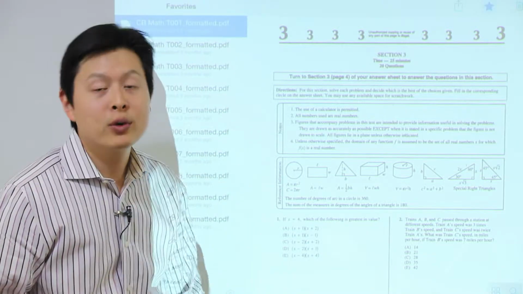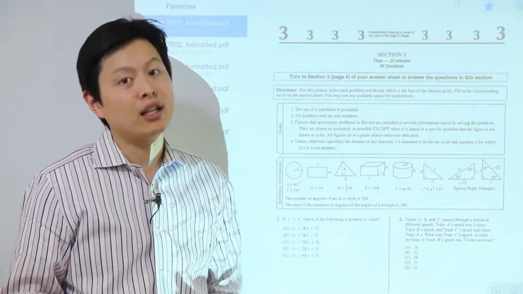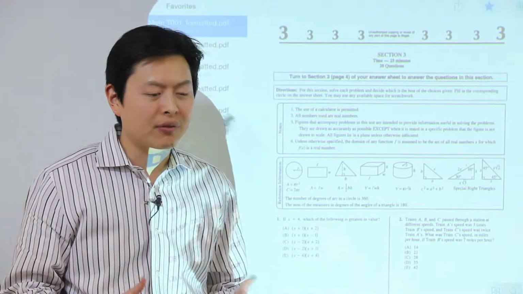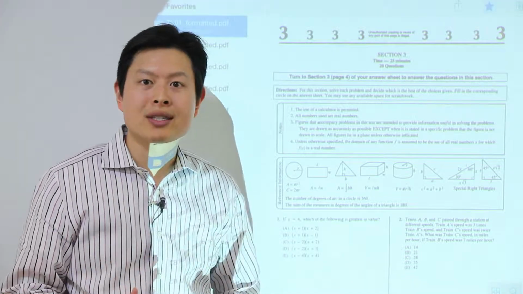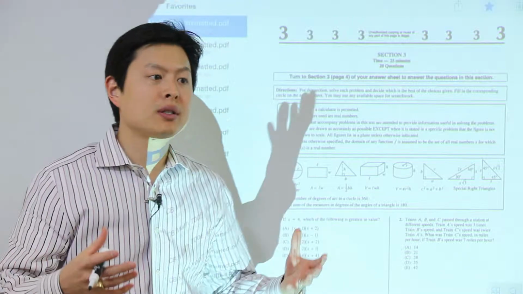Hey guys, so in this lesson we're going to do something I call neat algebra. These are algebra questions that are set up by the makers of the test so that it works out very neatly. Or sometimes it's actually pretty neat.